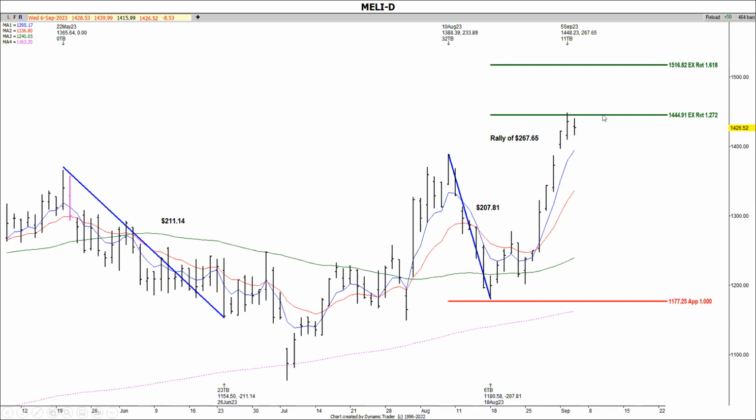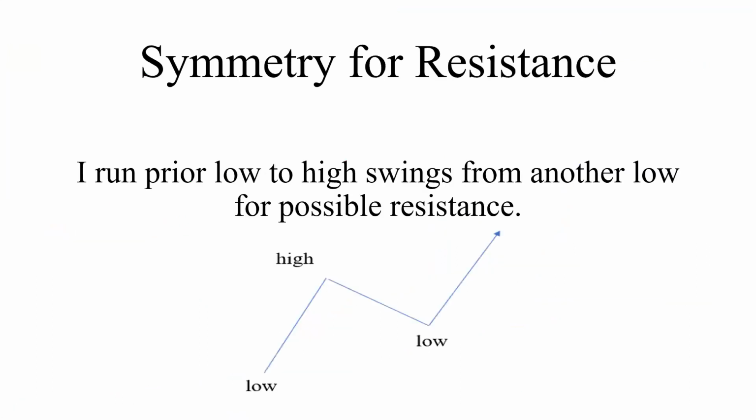I gave we're all the way up to this target extension. And they were like, can you give me some symmetrical projections to tell me where else it might stop? Because that next target extension is pretty far up there at 1516. So that's what I did. That was one of the chart requests I did today. So symmetry for resistance, where we're going to want to short the market, right? And we only want to short the market if the moving averages are on the side of the bears.